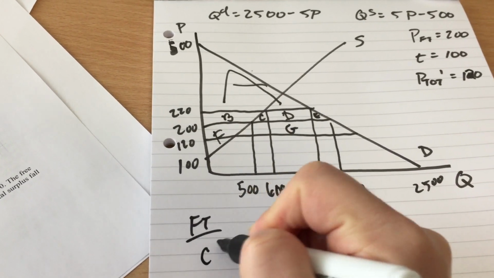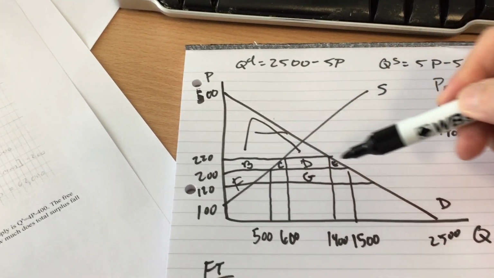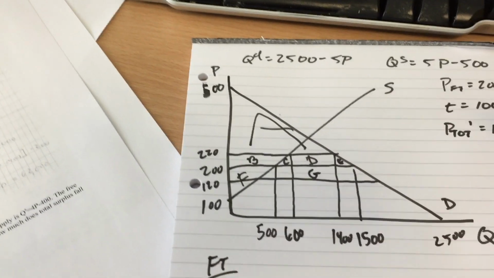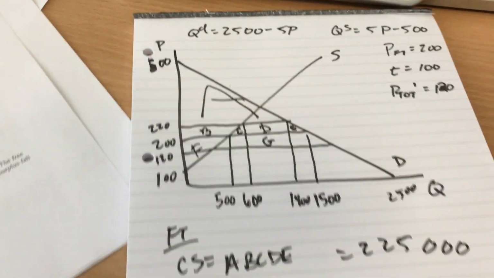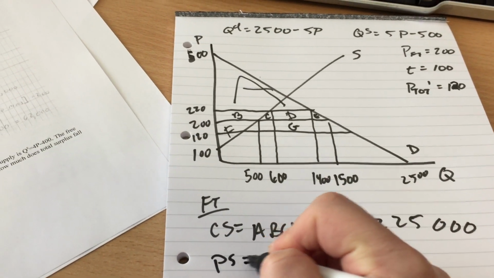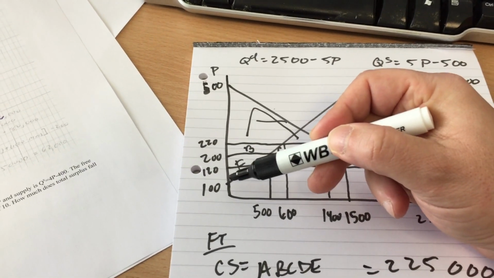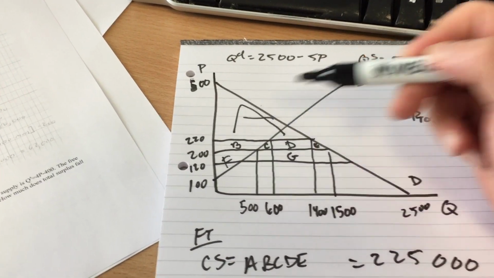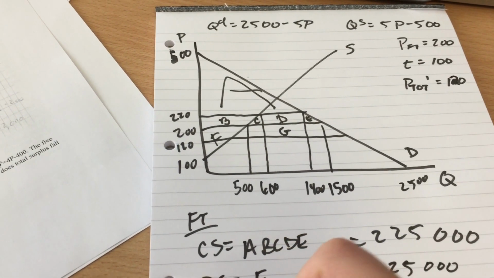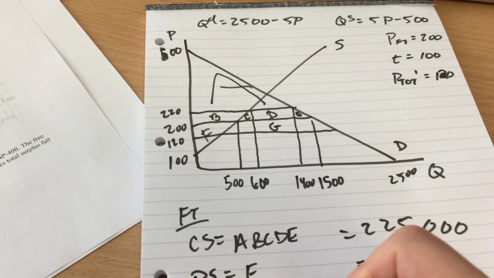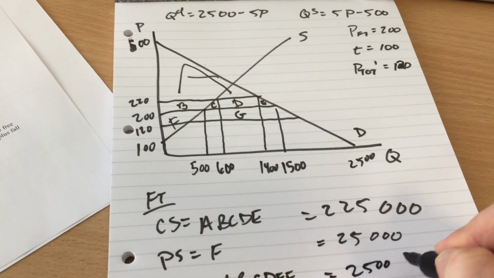So, free trade. Consumer surplus is area A, B, C, D, E. So, 1/2 times the base of 1,500 times the height, 500 minus 200, for a grand total of 225,000. So, producer surplus under free trade is area F. They get 200 apiece for each of the 500 they sell. So 1/2 times the base, 500, times the height, 200 minus 100, or a grand total of 25,000. Total surplus is what producers get plus what consumers get, for a total of 250,000.